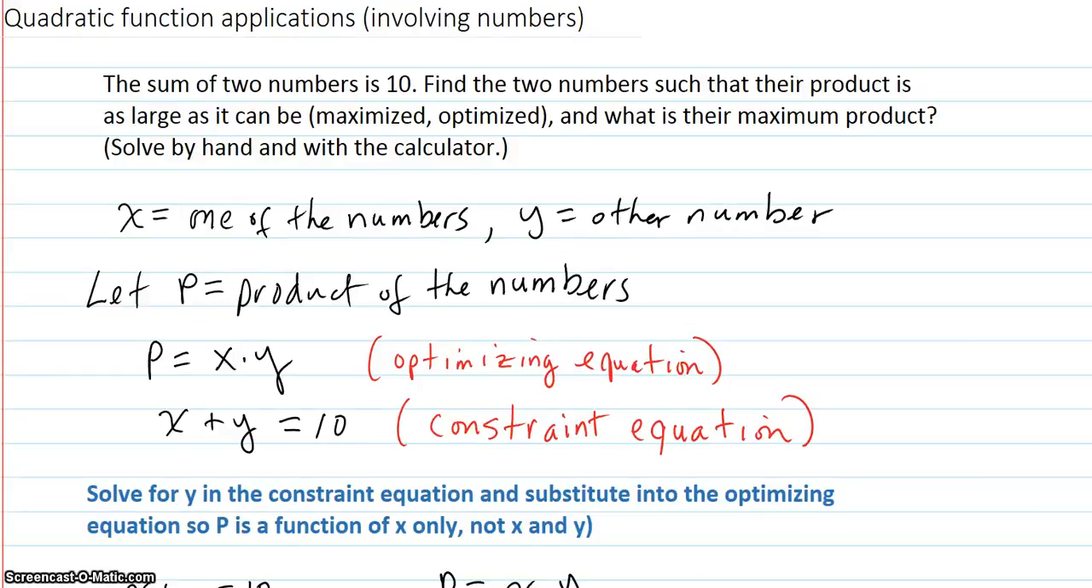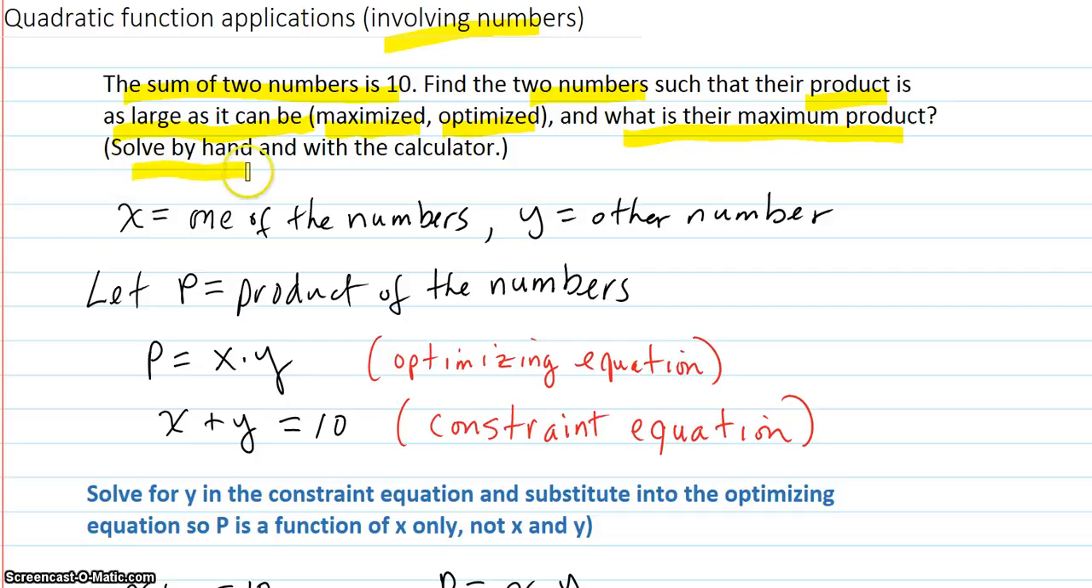Quadratic function applications. This one is involving numbers. The sum of two numbers is 10. Find the two numbers such that their product is as large as it can be, so that its product is maximized, or we could also say optimized. You'll see those words. And what is their maximum product?